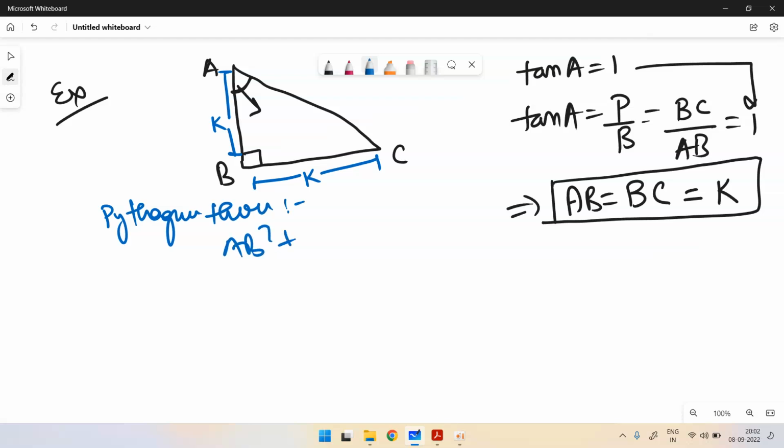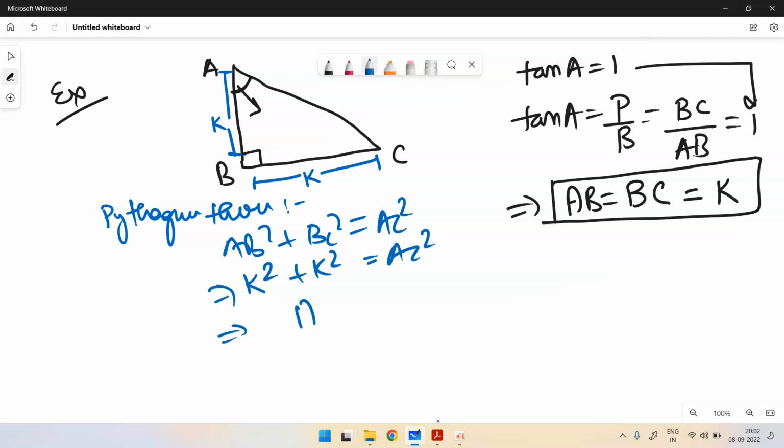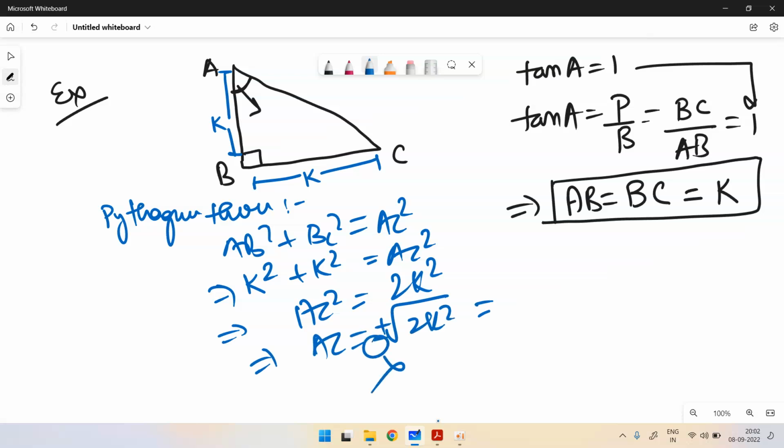AB square plus BC square equal to AC square. So AB square is K square, BC square is also K square, equal to AC square, which implies AC square is 2K square, so AC equals under root 2K square. This is plus minus, but you know that negative is neglected, so it will be only plus, so this is under root 2 K.